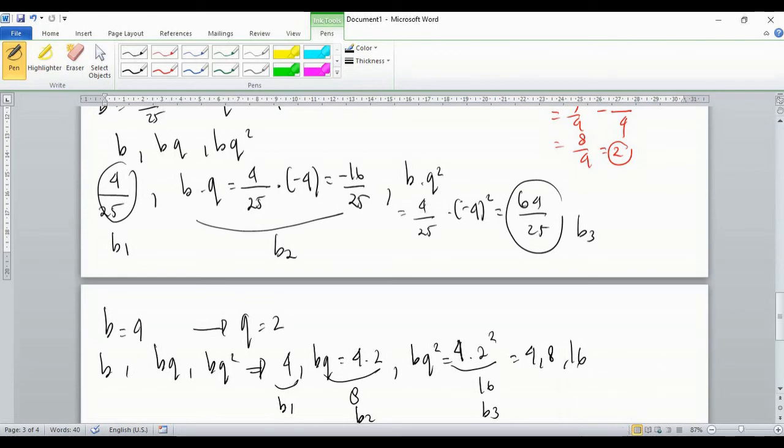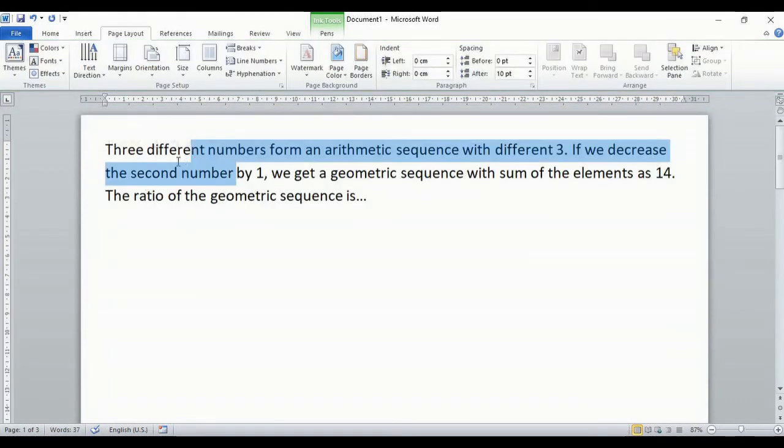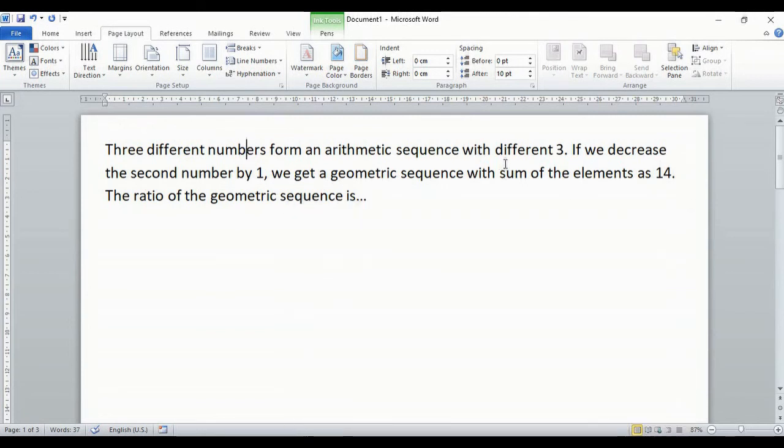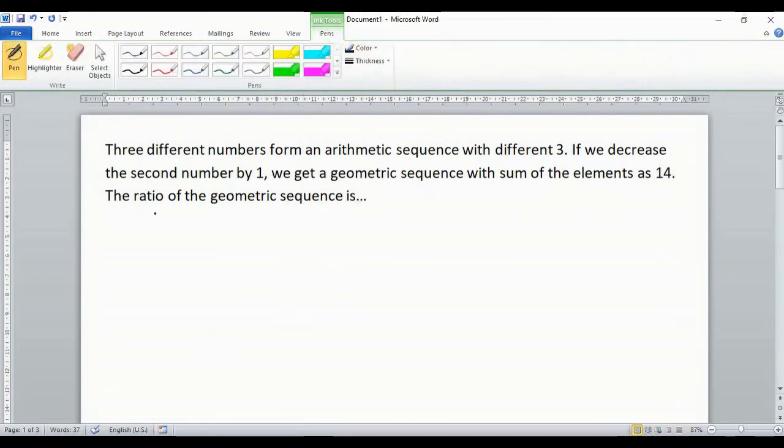Okay, thank you. Three different numbers form an arithmetic sequence with common difference 3. Okay, we have three different numbers. So we know that for an arithmetic sequence, the terms are the first, a1, a2, and then a3, right? And then they have common difference 3. Just put difference 3.